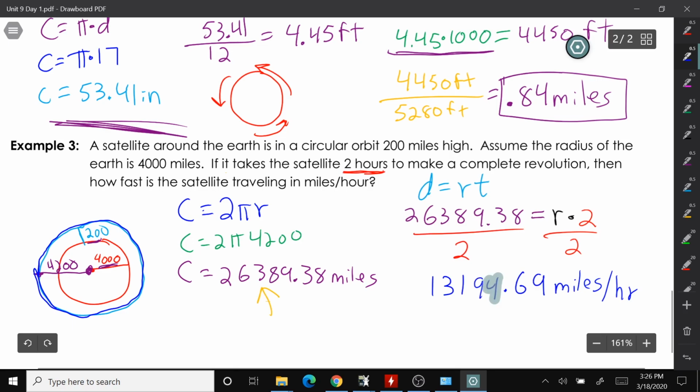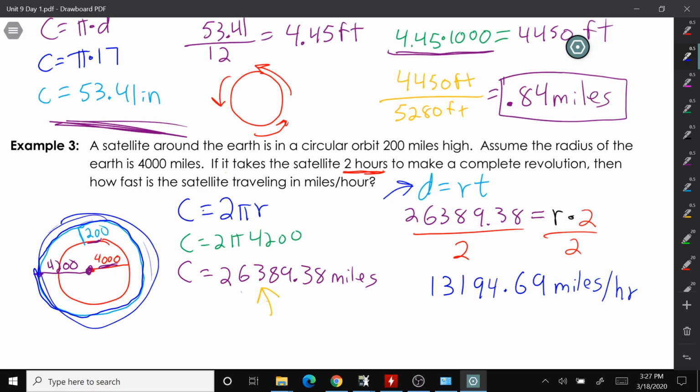Okay, so again, to kind of recap, first we found the circumference of the bigger circle because the satellite is 200 miles above the Earth. So we found that circumference, and that's the distance that the satellite is traveling around the world. And then we had to use what I call the DIRT equation to figure out the miles per hour.